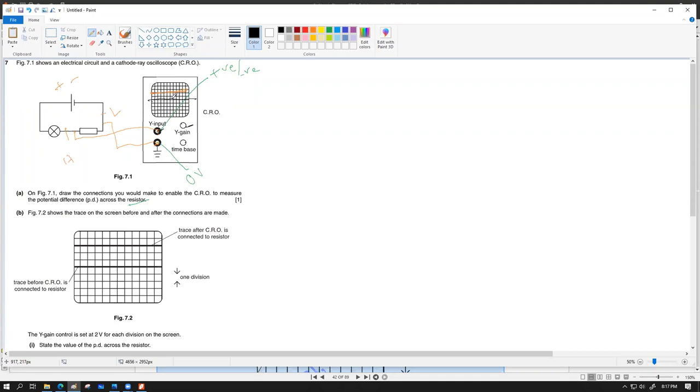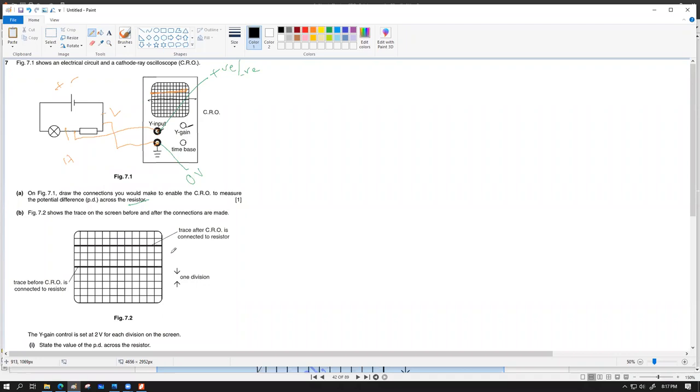Yes, sir. So let's take a look at part B. Figure 7.2 shows the trace on the screen before and after the connections are made. So before the connection, it was at the x-axis, which is obvious. I mean, you can see a horizontal line. This means that the time base is turned on. Try to understand. If the time base was not turned on, then we should be only seeing a dot, because the trace is seen as a horizontal line, which means the beam is constantly moving from left to right, which means for this straight line to be obtained, the time base had to be turned on.